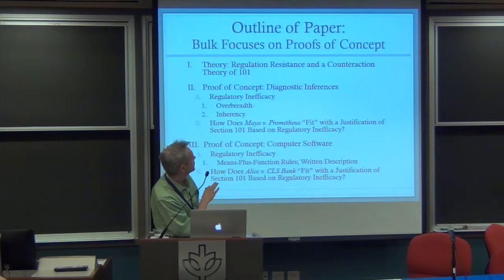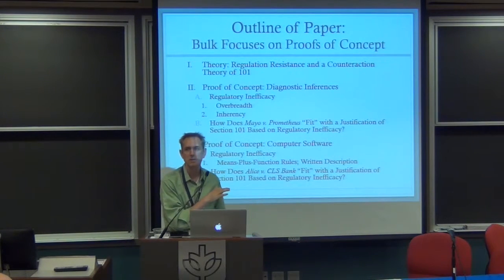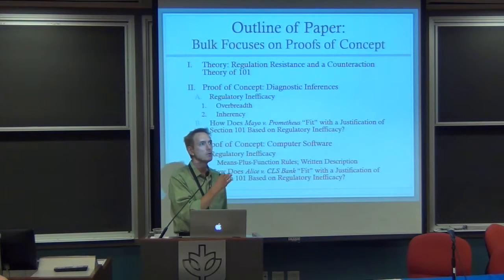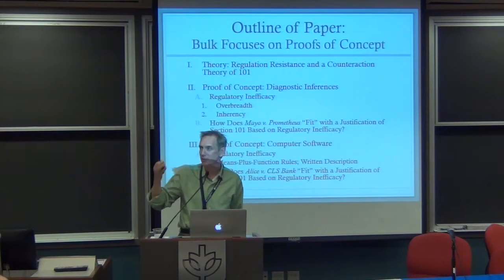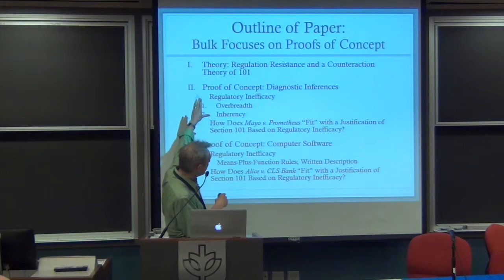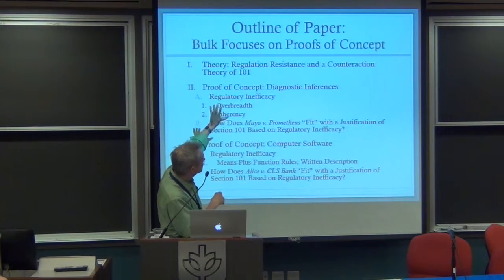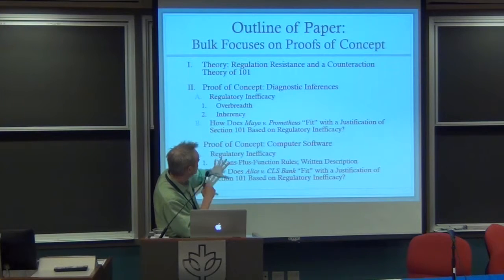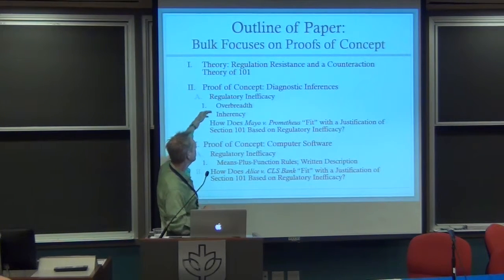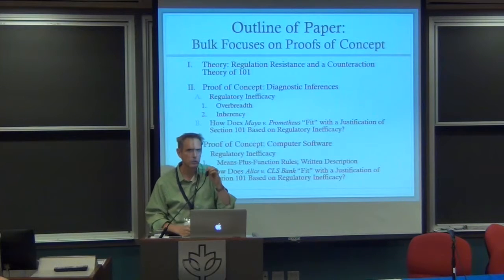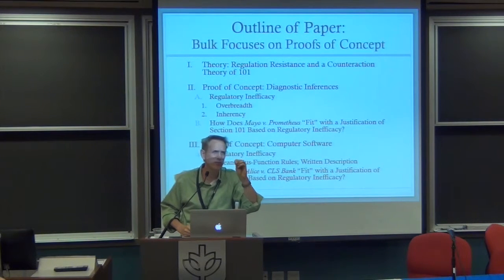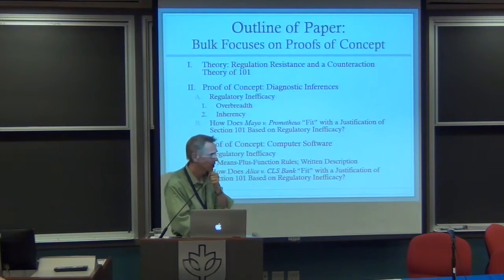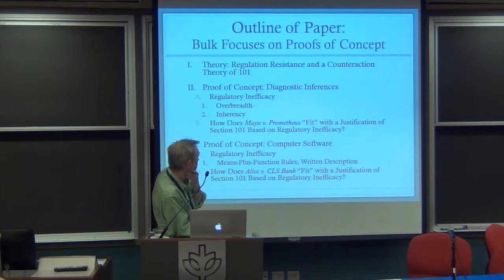So here's the paper, which it's generous for me to call a paper because in its most recent iteration, it's only about three-quarters of a paper. This has undergone a lot of change over time. However, the bulk of the paper is oriented towards proofs of concept, after an initial section introducing the theory. I look at diagnostic inferences and computer software. I try to identify particular patentability conditions where I say these patentability conditions fail because of the non-spatial nature of the technology on which the doctrine is being brought to bear.